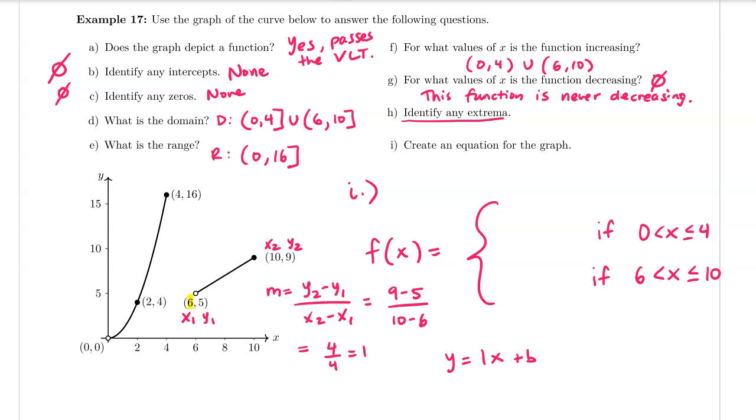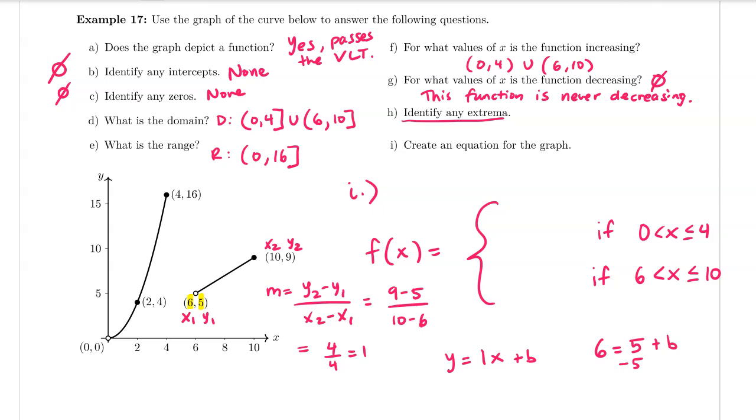So I could use either of these ordered pairs. I'm going to use this bottom one. Even though it's not on our line segment, we're essentially just seeing if this extended on where it would cross the y-axis. So I'm going to go ahead and replace y with 6, and I'm going to replace x with 5, and then we have plus b.